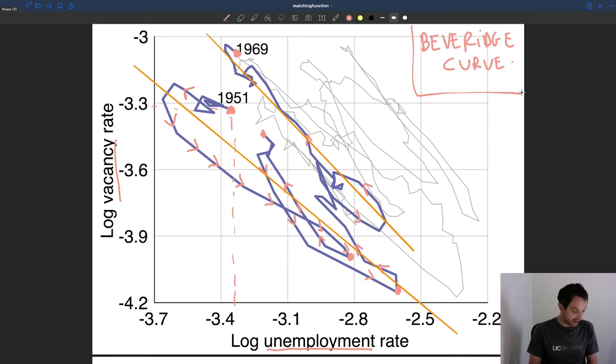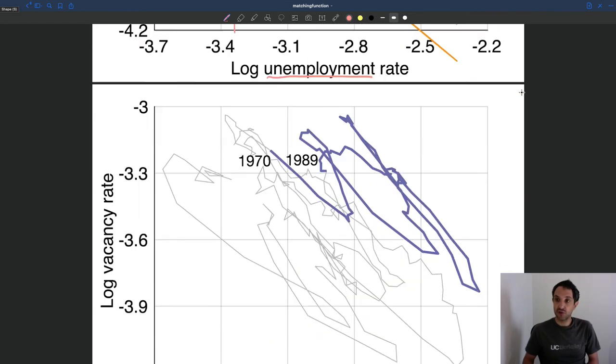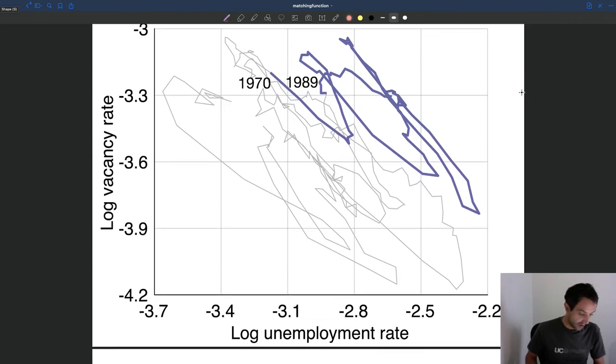So here I've stopped only at 1969, just so that we can see, but we can keep on moving over time. So here I show you the next period in the US. Here you see we start where we left off, 1970. And so what happened over time? Well, in the 70s you have a recession, so your unemployment goes up, your vacancies go down, then you have a small recovery until here, then you have another recession, unemployment goes up, vacancy goes down until you get to that point.